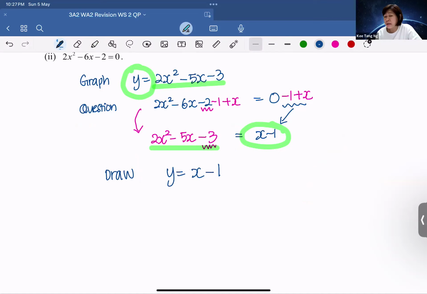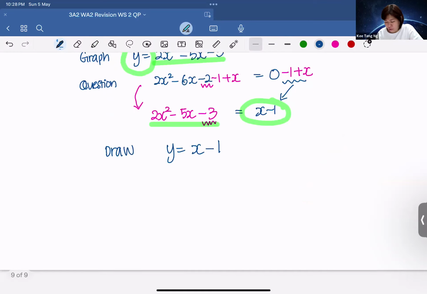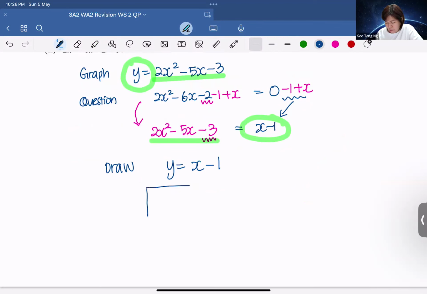A little bit difficult, I understand, but let's do it slowly, okay? So now my next question is how to draw y equals x minus 1. I need a table of values. So usually we have around 3 points. If in exam you really cannot have 3 points, then 2 points, minimum is 2 points.